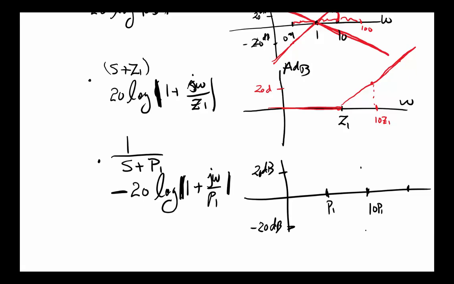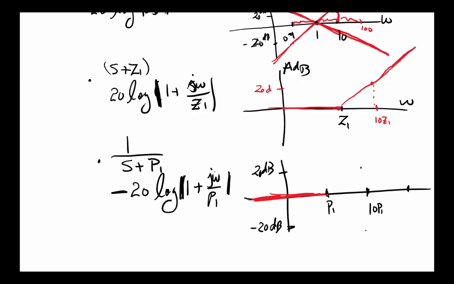So if you're going to go ahead and plot this one, as long as omega is equal or less than p1, the magnitude is roughly around 1, and log of 1 is 0, therefore 20 times 0 is 0. So basically it says before p1, this thing is 0. As soon as you hit p1, because it's negative, it's going to start dropping. So when omega becomes 10 times p1, the magnitude will be roughly 10. Again, this is an approximation, it's not precise.